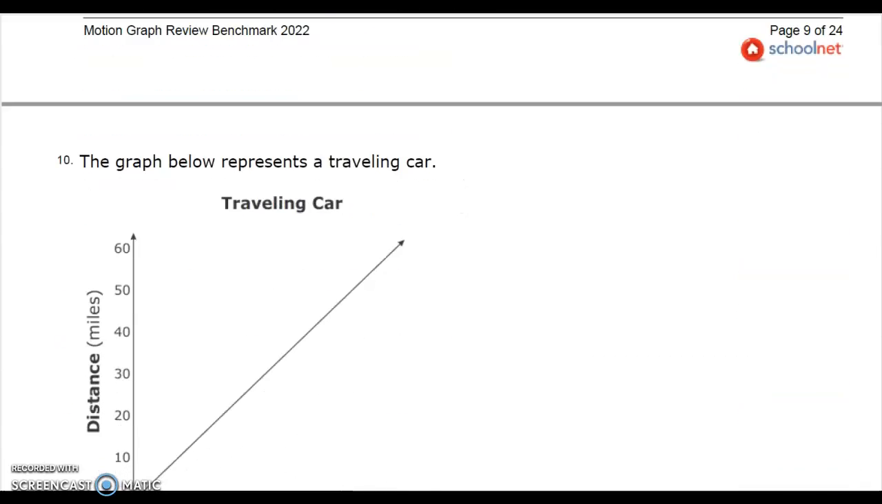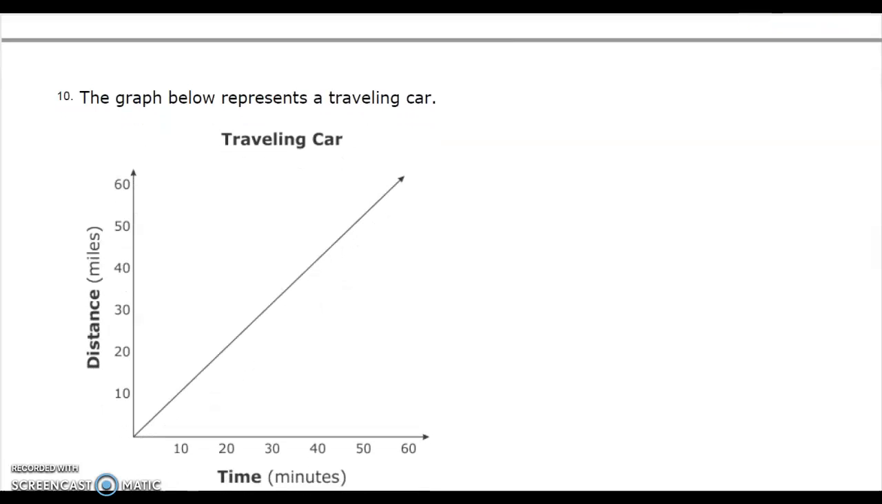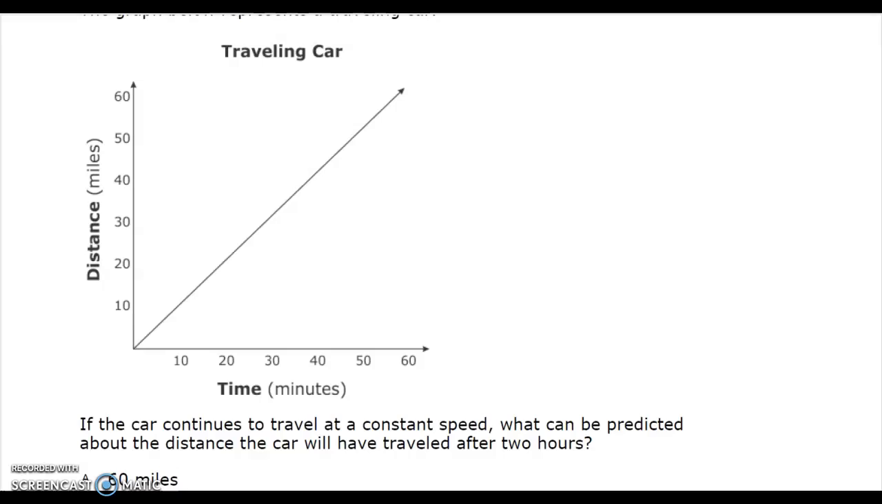Moving on down to our next one. The graph below represents a car that's traveling. Again, it's a distance time graph. This car is moving at a constant speed. We can tell that from the graph. If this car continues to travel at its constant speed, what can be predicted about the distance the car will travel in 2 hours?